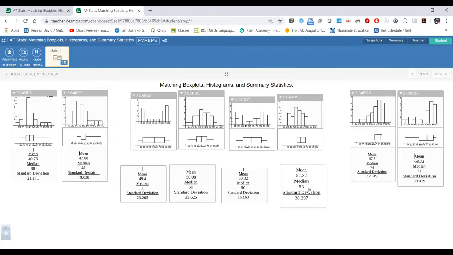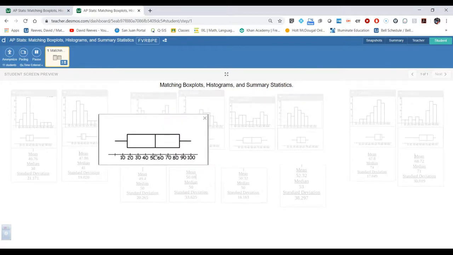Wait, this one has a median of 53. So if we look at the box plot, which one has a median of 53? That looks like a median of 50. They all look like a median of 50, right? But if you look a little closer at that one, do you see how it's actually above 50? So that was really nice of them, wasn't it?